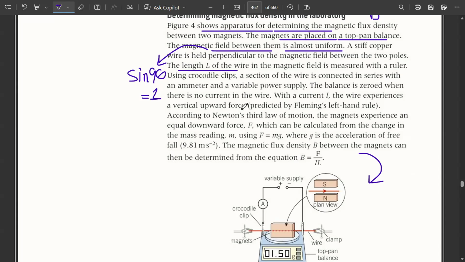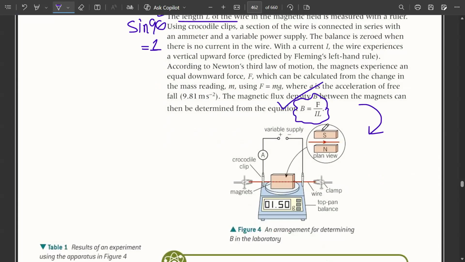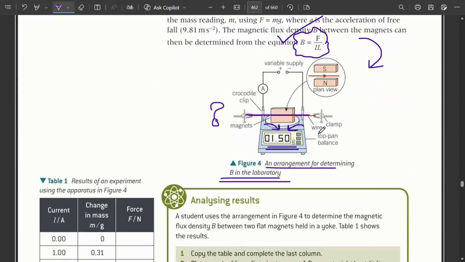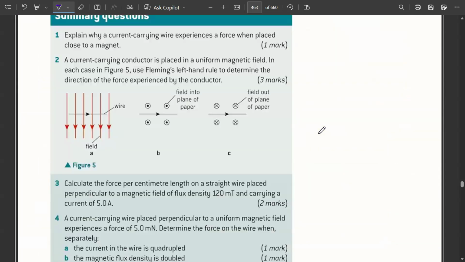That means we'll have now maximum force over here, and this is how you can calculate the magnetic flux density as well. You can vary the current, you can vary the voltage as well, and this is an arrangement of determining the B in laboratory. You basically have to tell what will be the force on this wire due to the changing magnetic field, and when there is a force, obviously the top pan balance that is measuring the mass value is also going to change because the force on the wire is going to be changed as well.